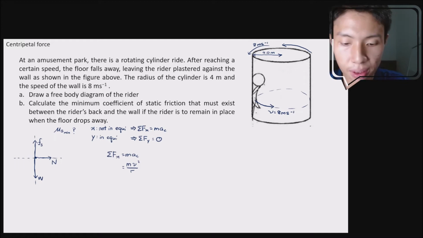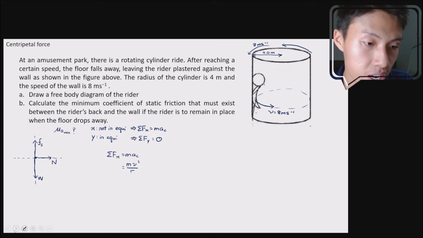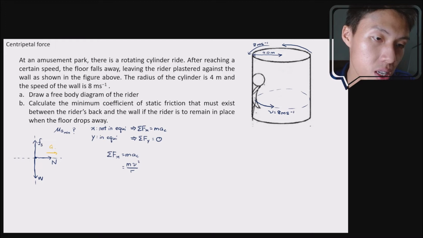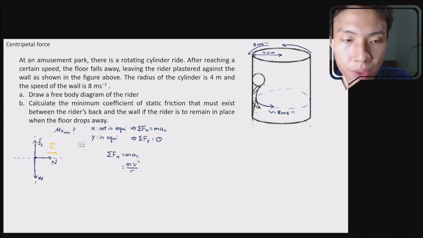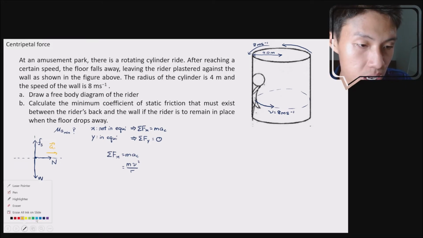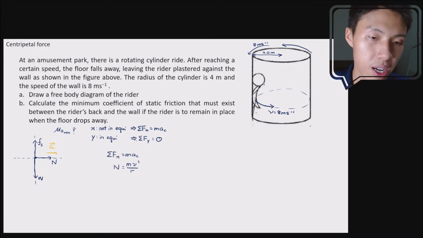On the left hand side of the equation, we need to put in the force that is acting in the x-axis. Oh, I forgot to label the direction of the centripetal acceleration. It should be pointing towards the center of the circular path. So in this case, the force that is pointing in the same direction will be the normal. So in that case, normal will be equals to mv squared over r.